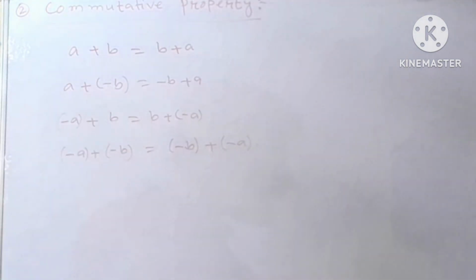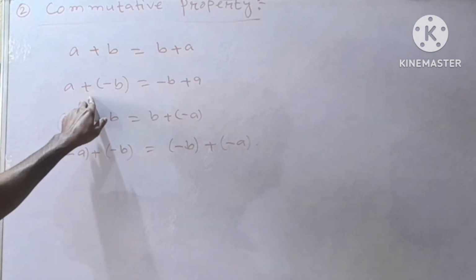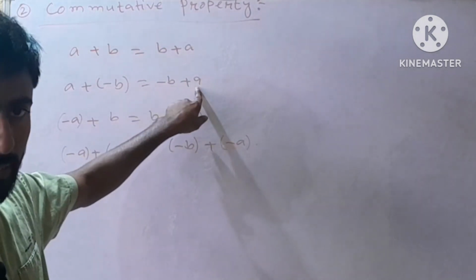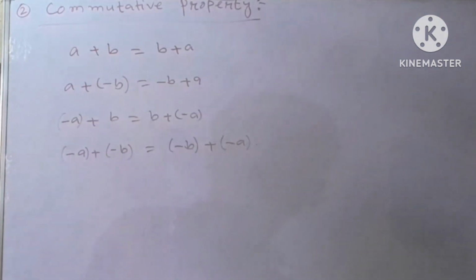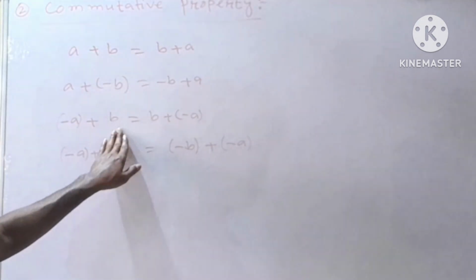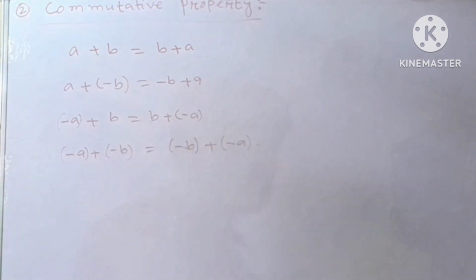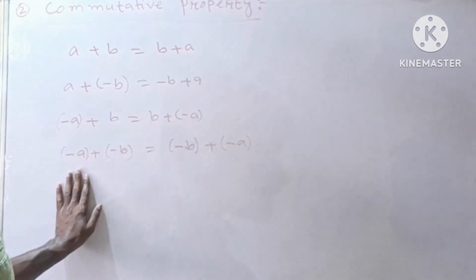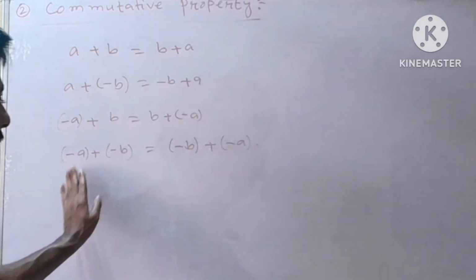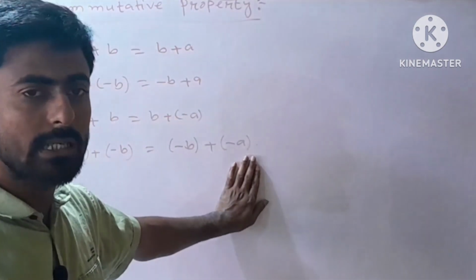Suppose next, a is positive and b is negative. If we write a plus minus b, then we can also write it as minus b plus a. That means we can write minus b first and a second. Next, suppose a is negative and b is positive, then we can also write b first and minus a second. If we add two negative integers, minus a plus minus b, then we can also write minus b in the first place and then plus, and then in the second place minus a.